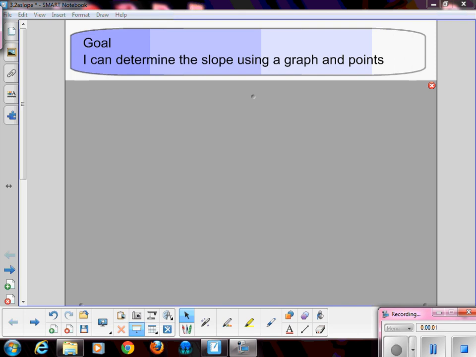Right, today our goal is I can determine the slope using a graph and points. This is a two-part lesson. After you do the first part, if it appears fairly easy for you, please try to do the next video.